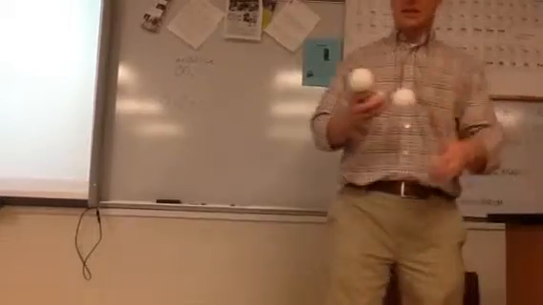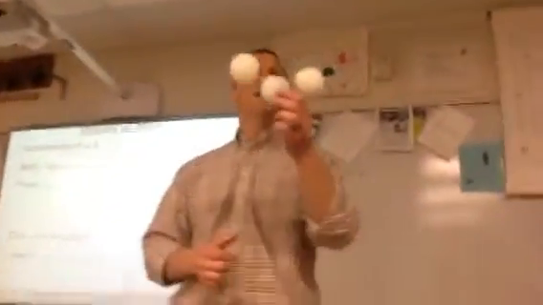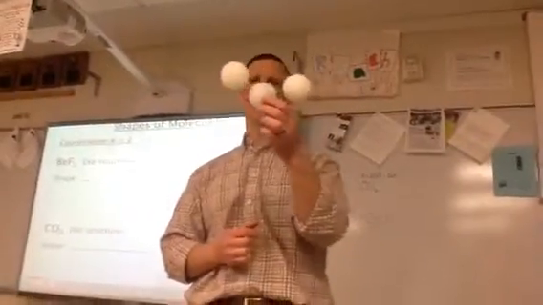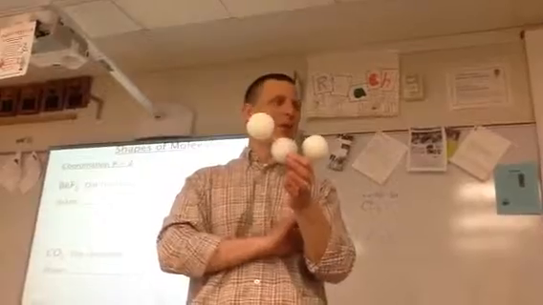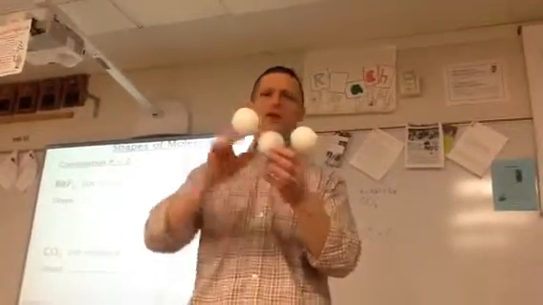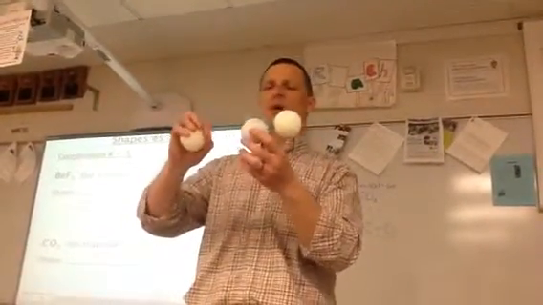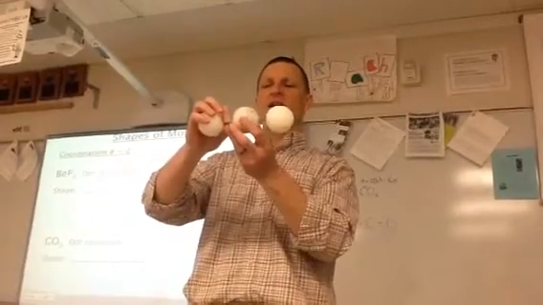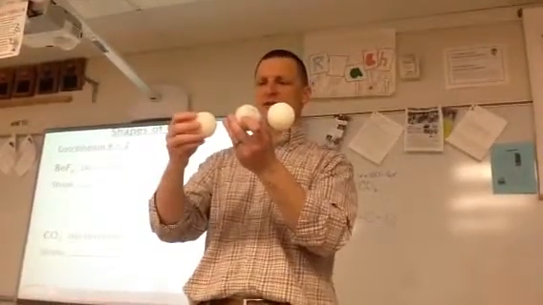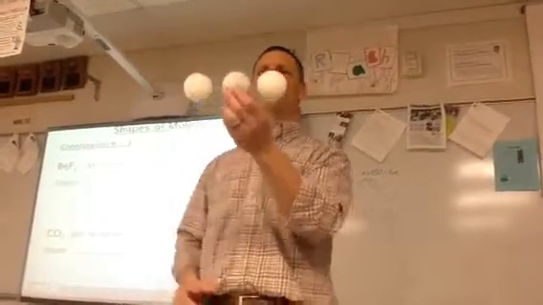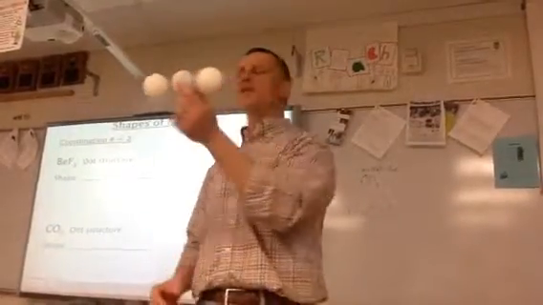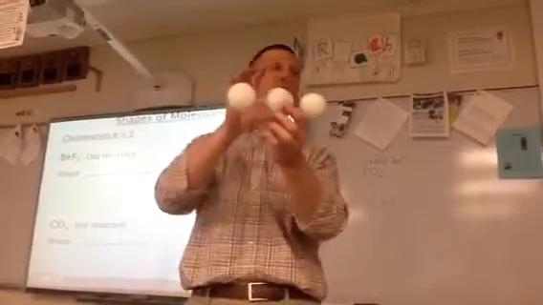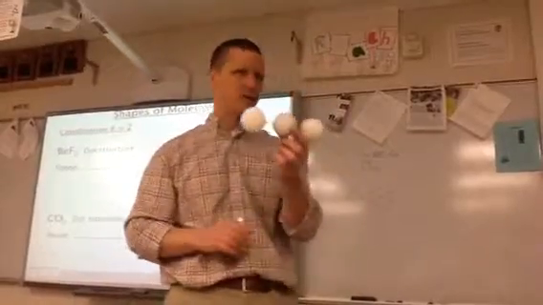VSEPR theory says that the 2 oxygens should be as far apart from one another as possible. Now, does this look like a reasonable structure of CO2? No. VSEPR theory says that they're repelling one another, so they try to spread out. What's more like it is if they arrange themselves like that. This is as far apart as these bonds can get from one another.